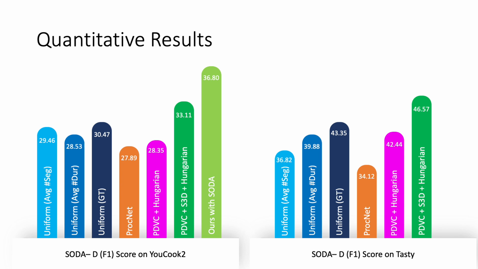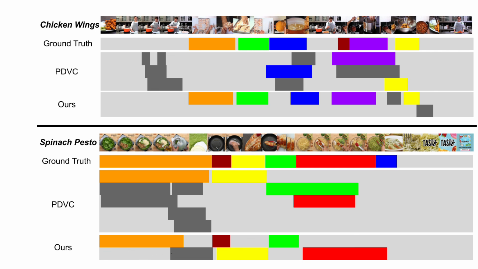We further enhance the performance with our proposed matching module by 3.7% on YouCook2 and 3.8% on the Tasty dataset. Here are some qualitative results. Our method improves the segmentation quality and reduces the redundant proposals.